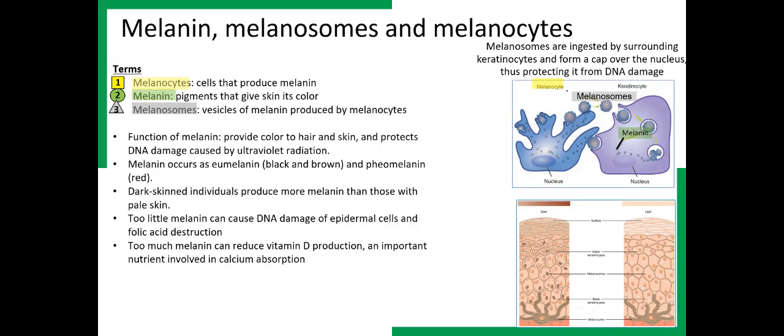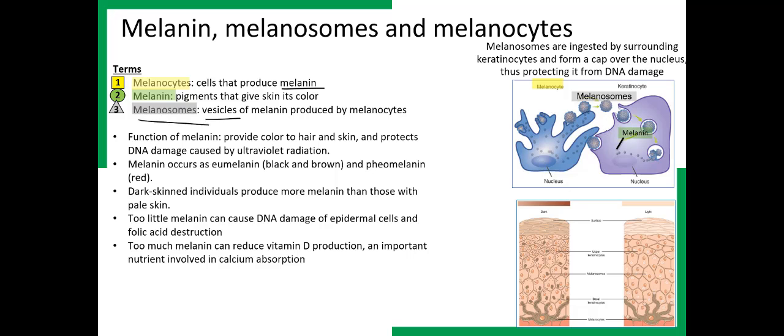I'm next going to talk about another type of cell that is found in the epidermis, and that is the melanocytes, right? The melanocytes are cells that produce the color pigment melanin. As I said, melanin gives skin and hair their color. And the melanin is again packaged into vesicles called melanosomes.